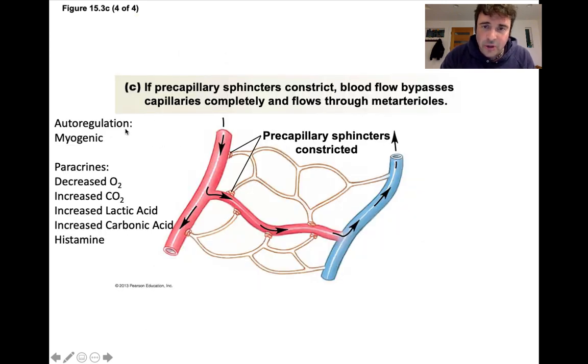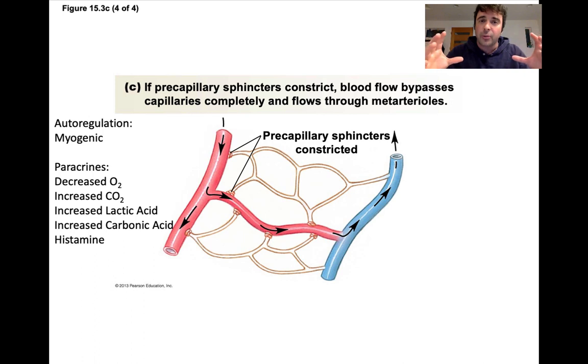Well, what happens with the myogenic response? Myo means muscle, that's the combining form, and genic means produced by or the product of. So the myogenic response is an autoregulatory mechanism mediated by the tissue itself. Essentially, when precapillary sphincters stretch, it means there's too much blood going to a particular capillary bed. And the precapillary sphincters will respond by constricting in order to reduce the amount of blood flow to those capillary networks. That's the myogenic response. It's based on blood flow.